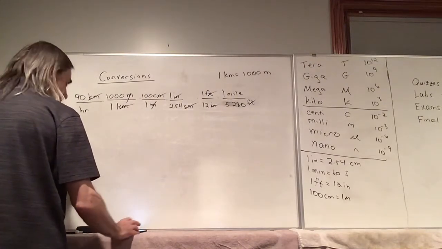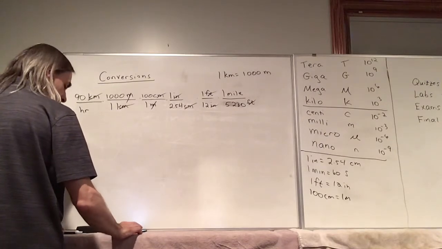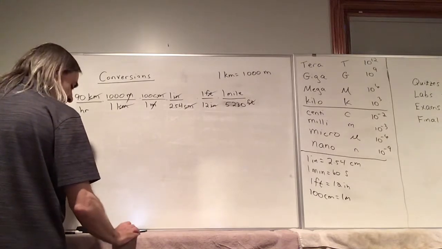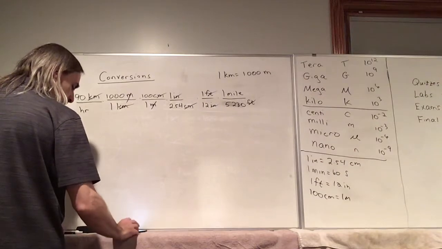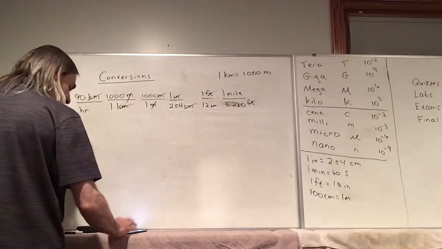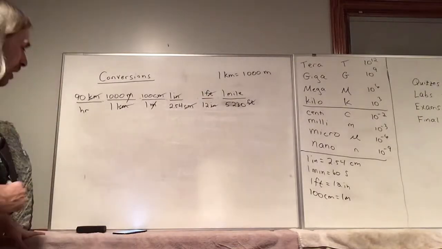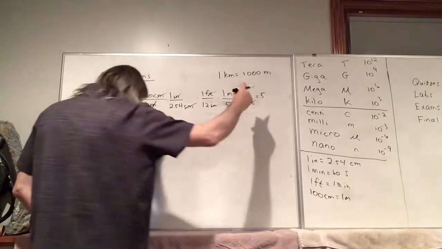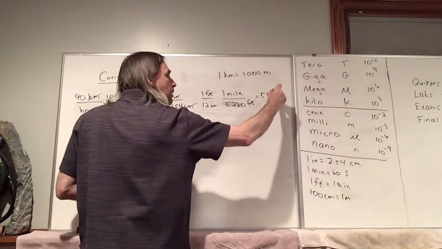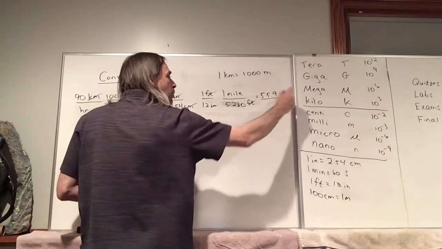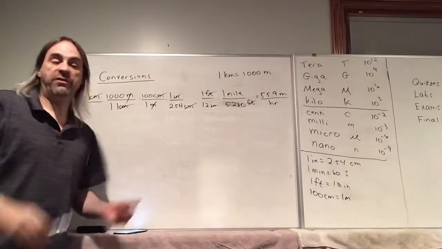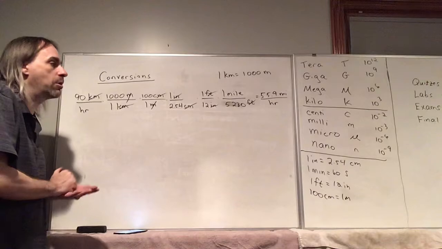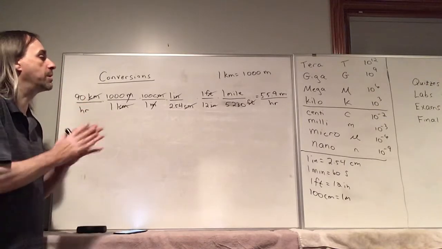So we have 90 times 1,000 times 100 divided by 2.54 and 12 and then 5280. Oh, this actually worked out fairly well because what we end up with is 55.9 miles per hour. Which we use 55 in some places. So yeah, they probably have 90 kilometers an hour speed limits in Canada. I wouldn't be surprised at all.